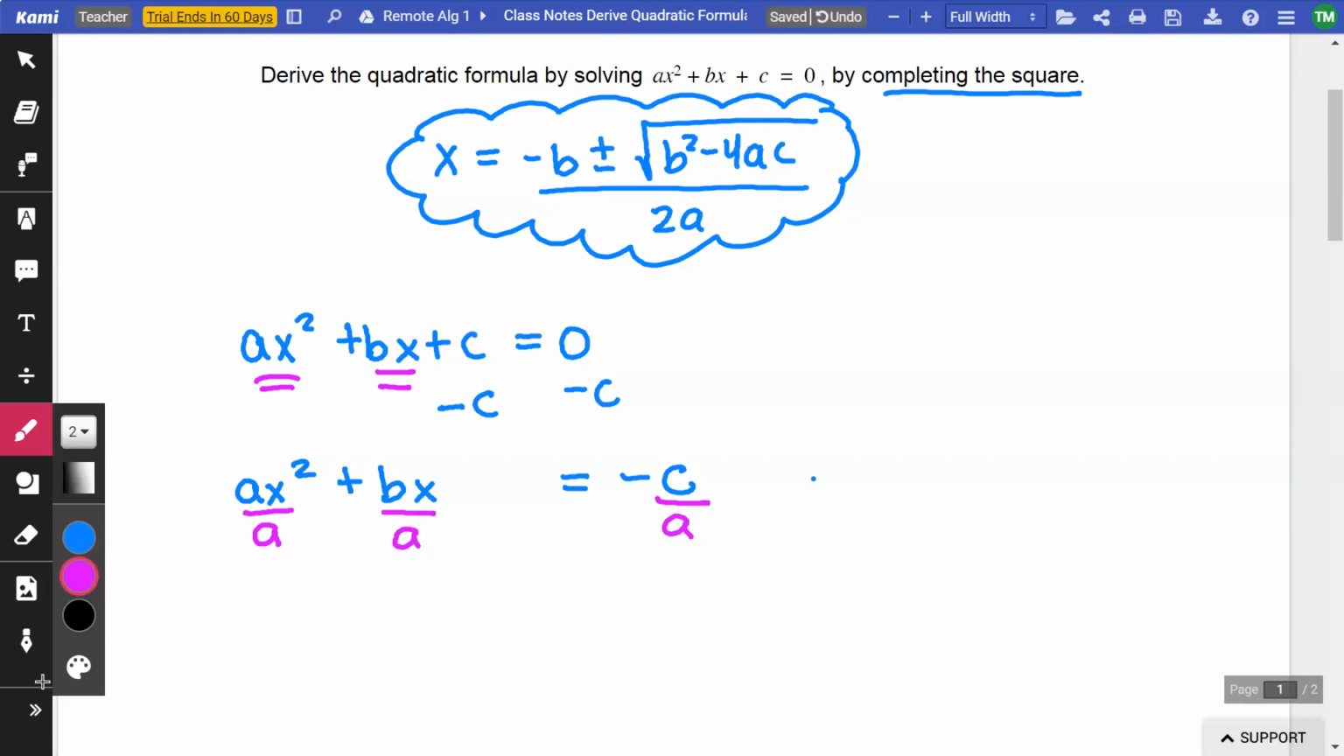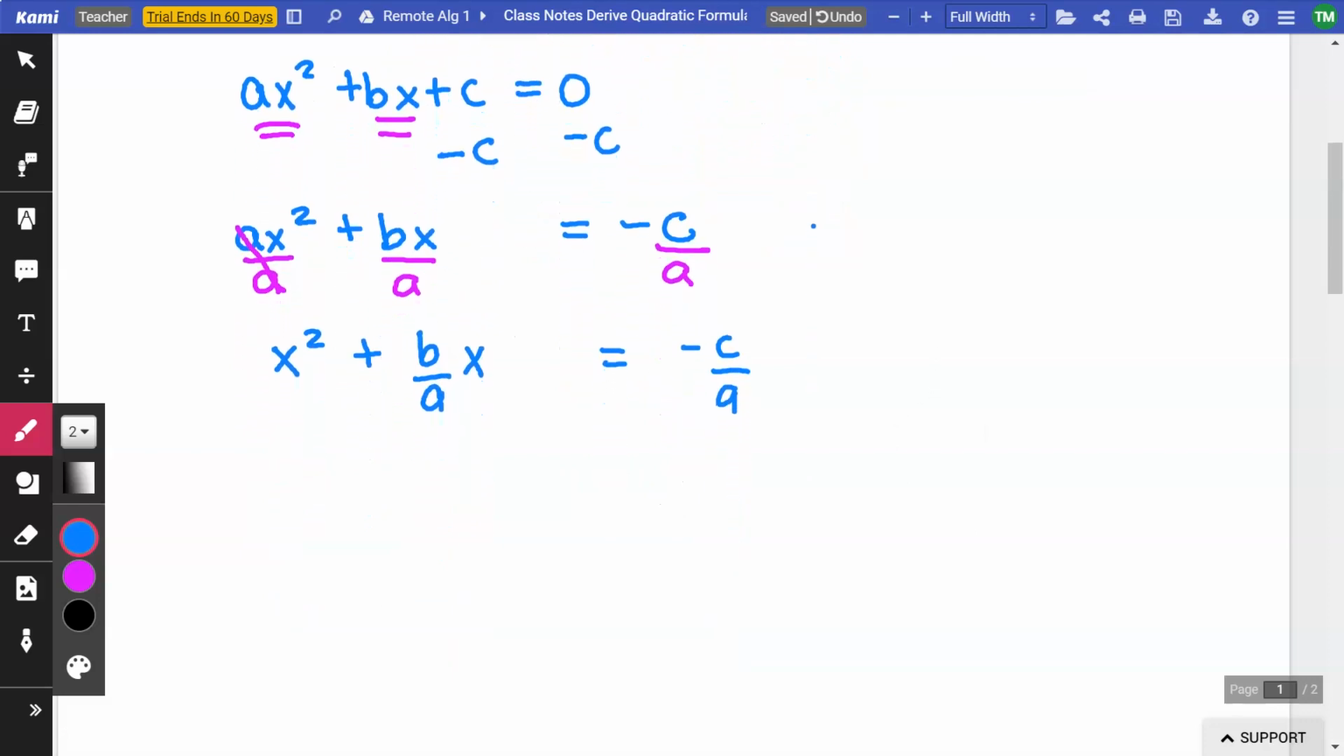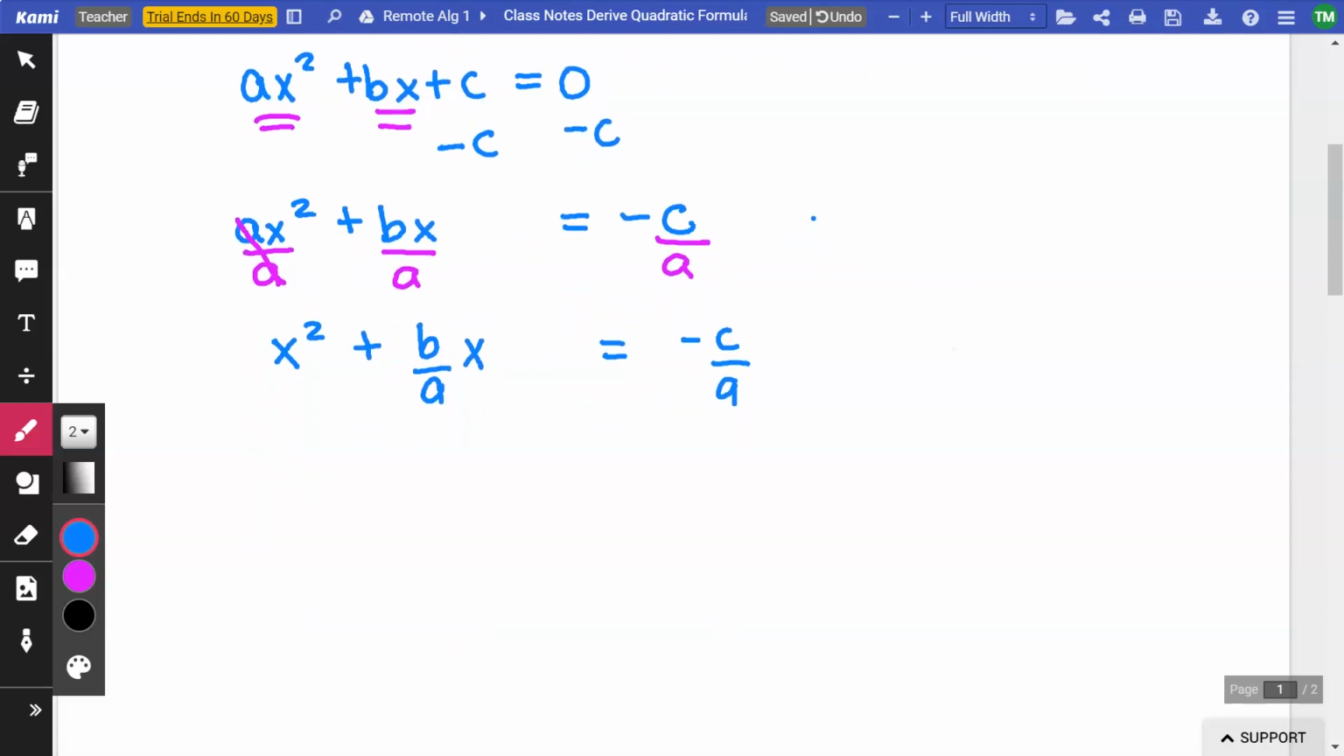So ax squared divided by a simplifies to x squared, plus bx divided by a, b over a x, is equal to negative c over a. Unfortunately, we're just going to have to deal with a fraction now. But that's okay. We're in high school. We're not afraid of fractions anymore. From there, I'm ready to find what I need to add to both sides to complete the square.